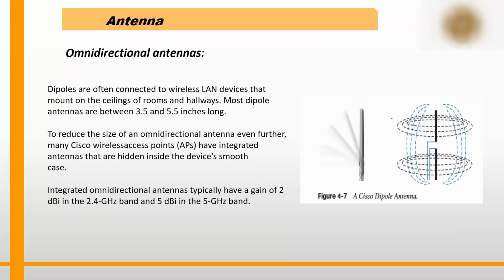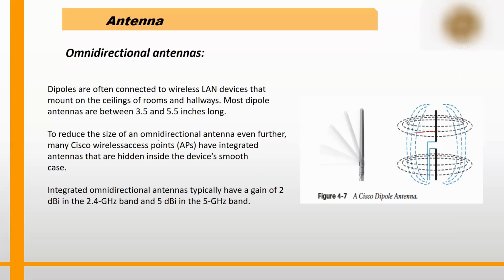Dipoles are often connected to wireless LAN devices that mount on the ceiling of a room and hallways. Most dipole antennas are between 3.5 to 5.5 inches long. So you can see this is the Cisco dipole antenna, and you can see the polarization that it has. This is vertically polarized like this. This is horizontally polarized like this.